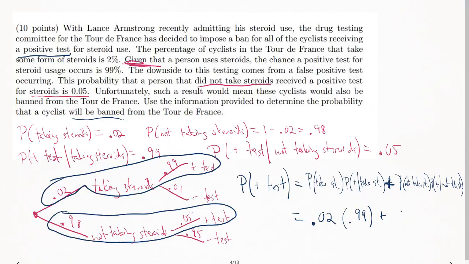It's going to be 0.98 for our probability that they aren't taking steroids, times our probability 0.05 of a positive test when they aren't taking steroids. And just multiplying those and summing them actually gives us our answer. So you get 0.02 times 0.99 plus 0.98 times 0.05, and our final answer here is 0.0688, or 6.88%. Did it want a probability or a percent? Okay, probability. So we want a number between 0 and 1. There we go. That's it.